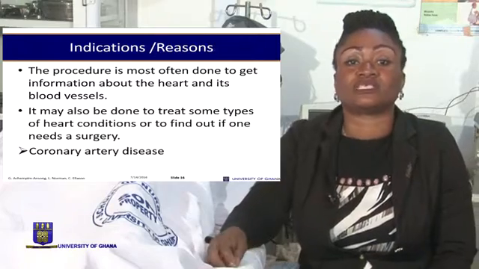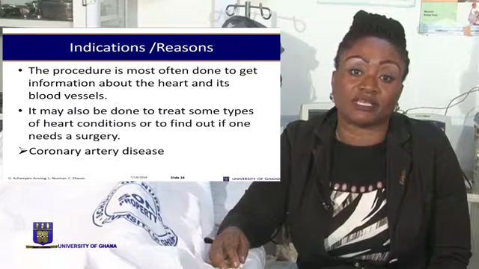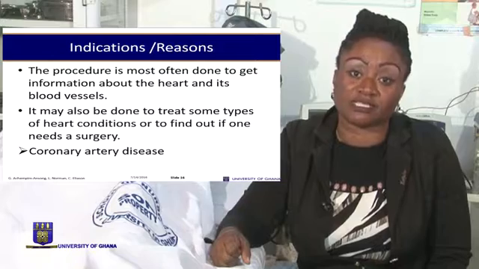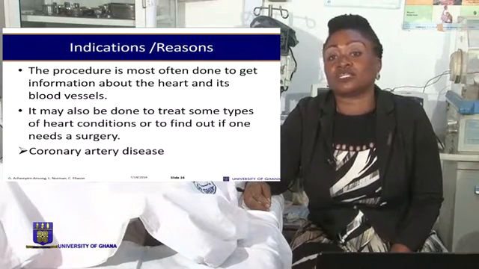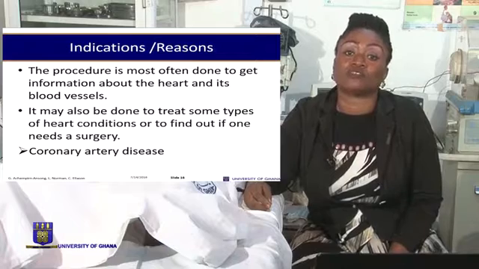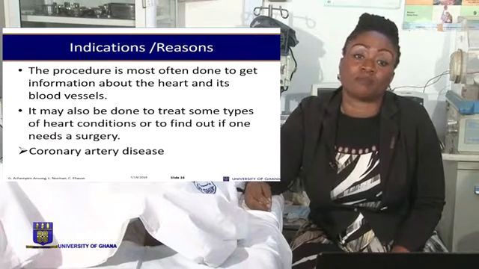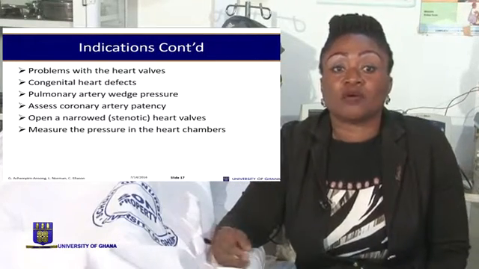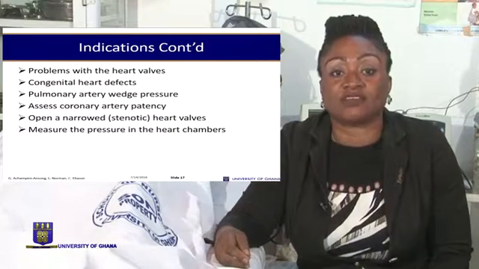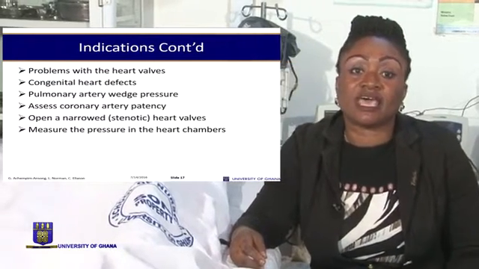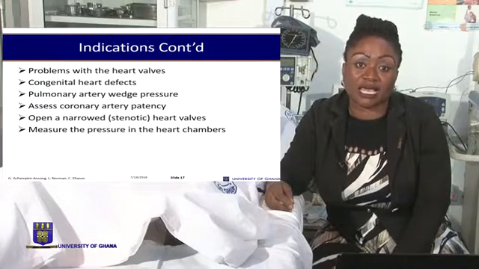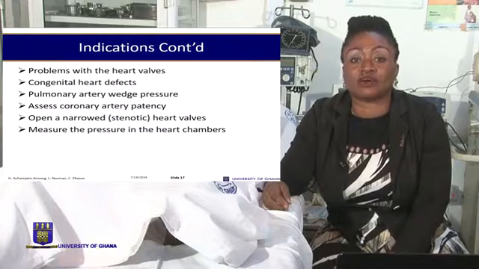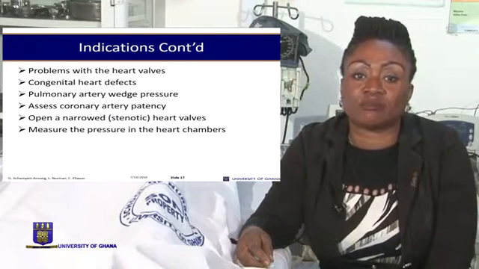Now let's look at reasons or indications for cardiac catheterization. It's mostly done to get information about the heart and its blood vessels, and it may also be done to treat some types of heart condition or find out if a person needs surgery. It's done in coronary artery disease, problems with heart valves, congenital heart defects, and pulmonary artery wedge pressure. It's also done to assess coronary artery patency, open a narrowed heart valve, and measure the pressure in the heart chambers.